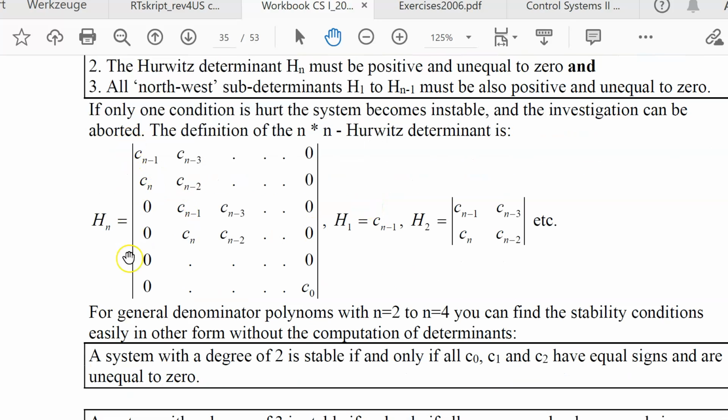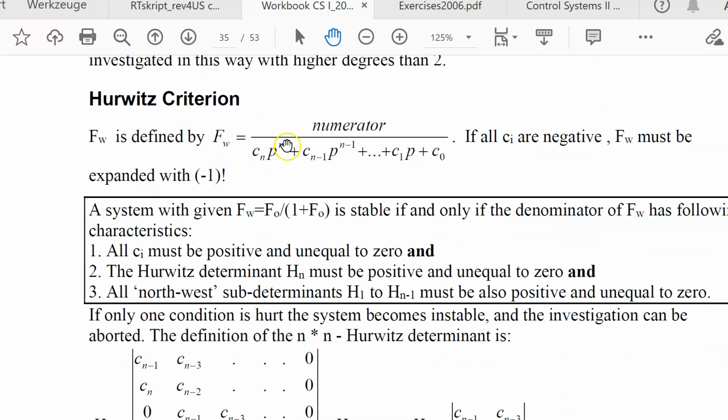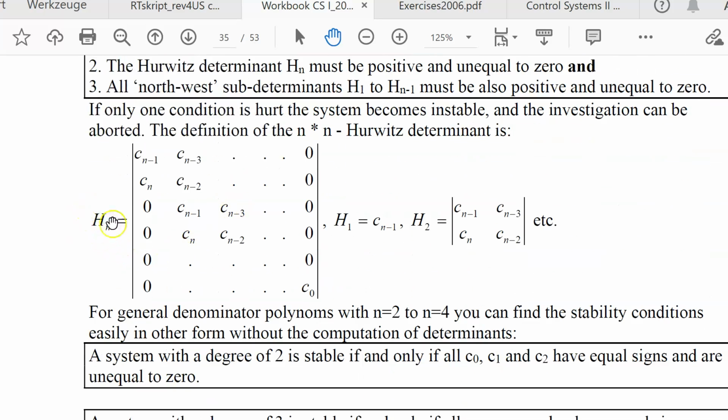The Hurwitz determinant has an index n. n is the degree of the highest p in the denominator. n is the degree of the denominator. The Hurwitz determinant is an n times n determinant, so n columns and rows. In a third order system, you get a 3 times 3 determinant. The filling law is the following, and this is the invention of Mr. Hurwitz.